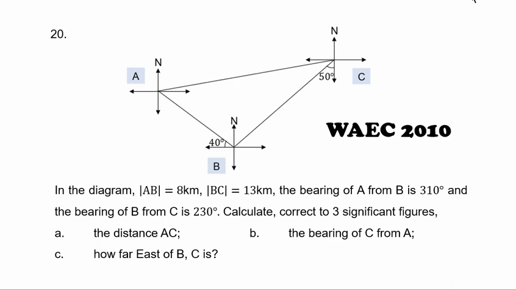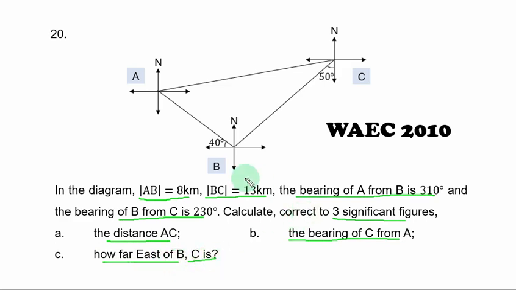Example 20. In the diagram, AB is equal to 8 kilometers, BC equal to 13 kilometers. The bearing of A from B is 310 degrees, and the bearing of B from C is 230 degrees. Calculate correct to 3SF, A part of the question, the distance AC. B, the bearing of C from A. C, how far east of B C is.